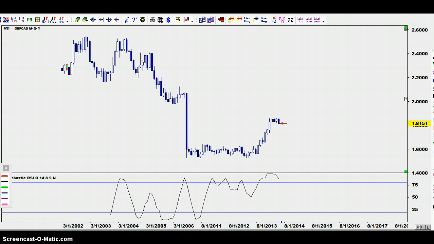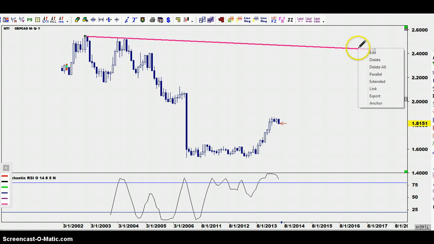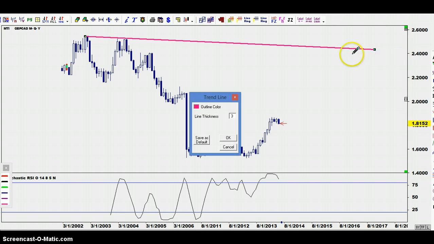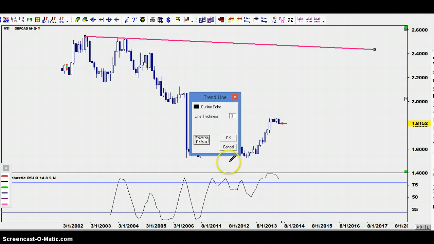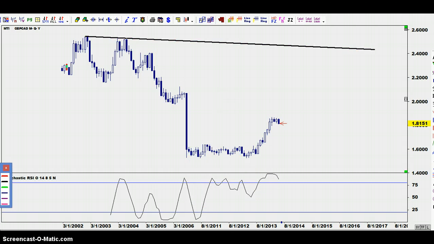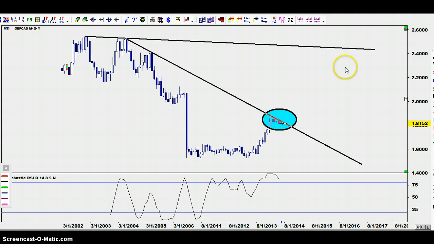Okay, cool. If you can see here, I don't know why the color is pink. Let's change it to black. All right, and here's our second one. You can see at this point here, it's causing some resistance. So be mindful that we're potentially expecting a down move now.